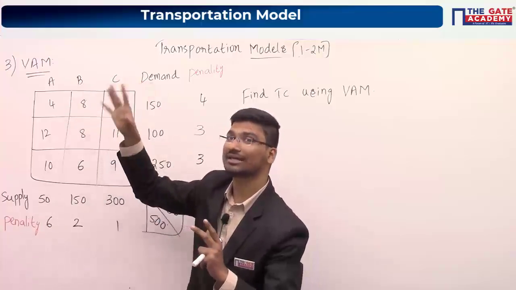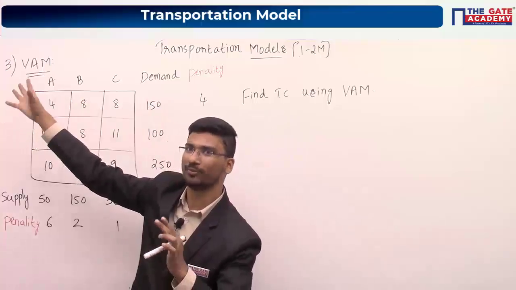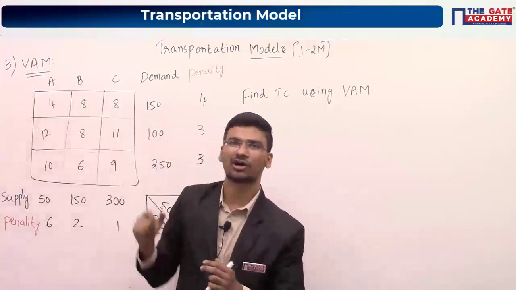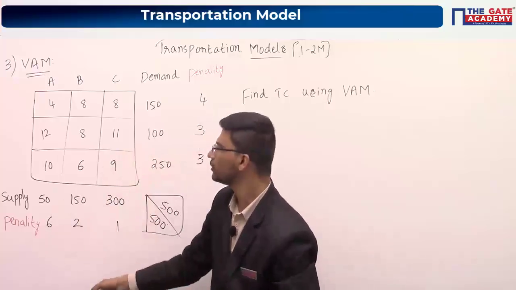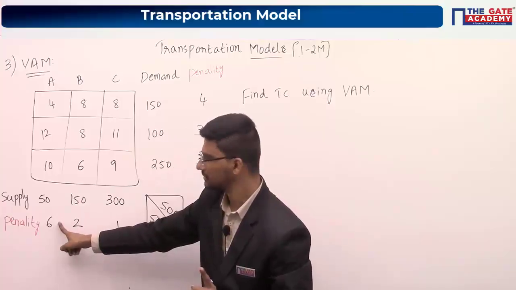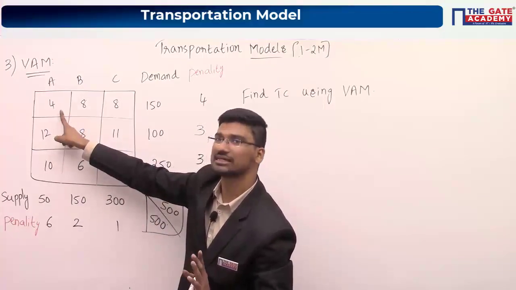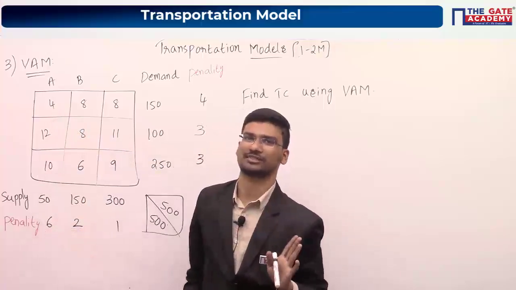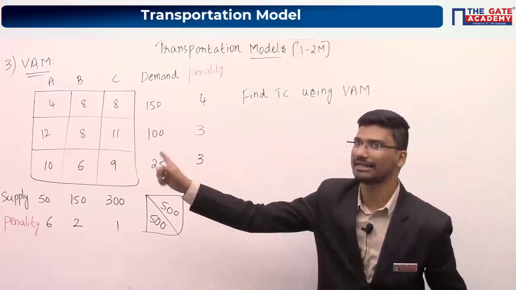Because after allocating we will be cancelling, right? Let us say if you are allocating here, you may cancel this particular row. Then you will be missing this particular unit cost, right? So you should not miss that. That's why you have to come to the maximum penalty column first and allocate here. Because if you miss this allocation, you have to pay a penalty of 6 rupees. So I hope it is understood why we are going for the maximum penalty column.